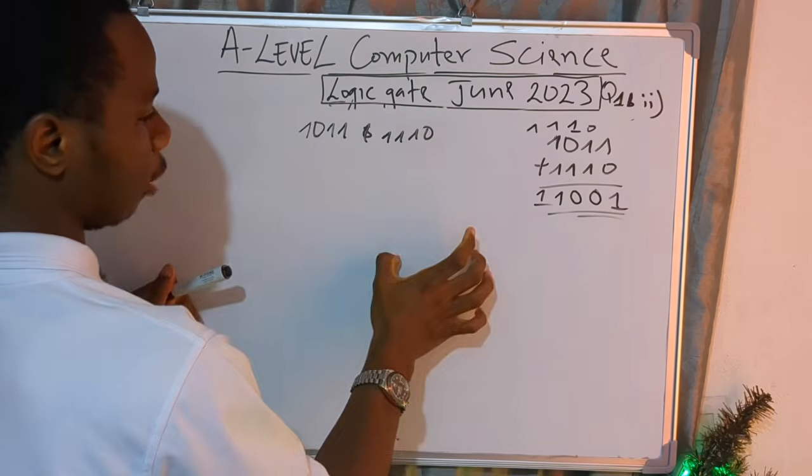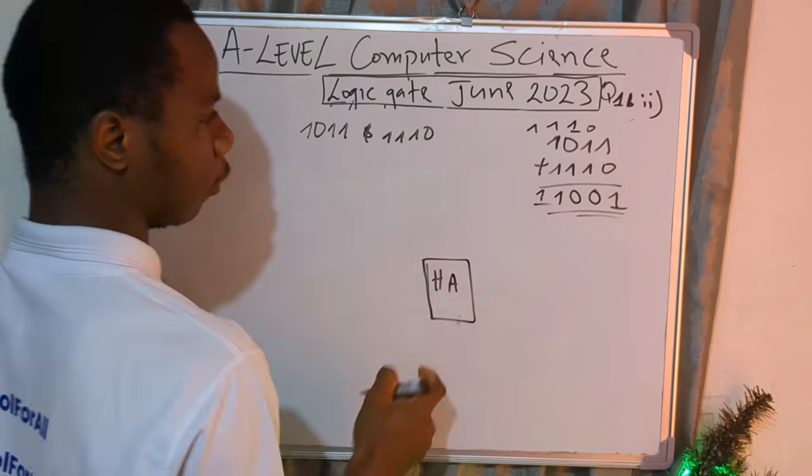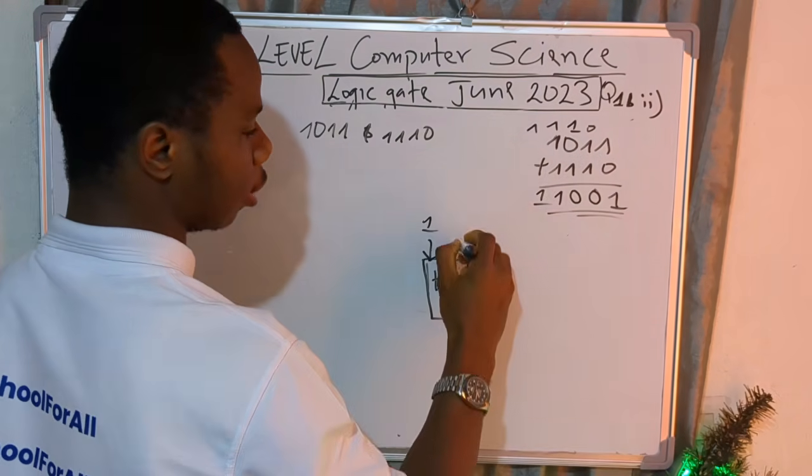Now, the secret, generally, the first component here should be what? Remember, the half adder. Taking which input? First input here is what? Is 1. You write your 1 directly. The second is what? Is 0. You write 0 directly.